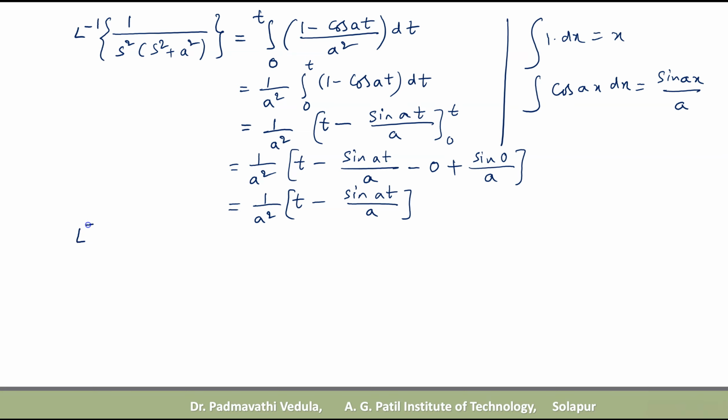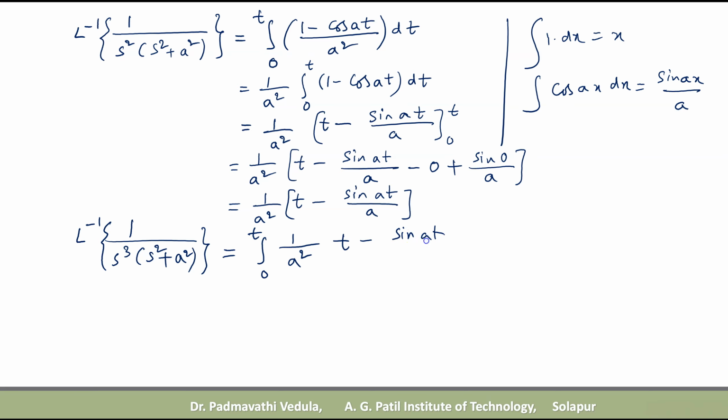But we need the inverse Laplace transform of 1 by s cube into s square plus a square. To get this inverse Laplace transform, again we have to integrate 1 by a square into t minus sin at by a with respect to t under the limits 0 to t. So here, 1 by a square, integral 0 to t, of t minus sin at by a, dt.